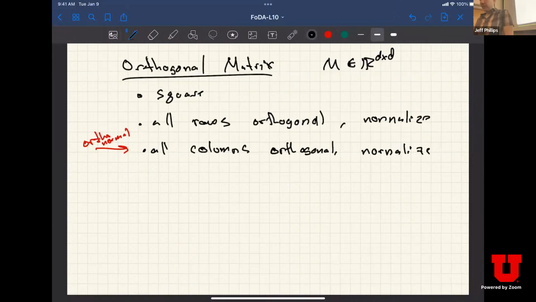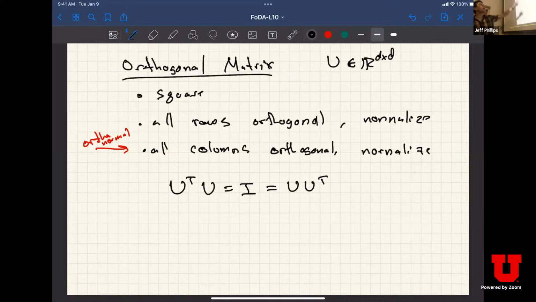And so the nice property I'm going to get now, I'm going to write this as a U here, is that this matrix will have the property that U transpose U is going to be the identity, and also U U transpose is going to be equal to the identity. So if I do it in either direction, this holds, because the orthonormal property holds both for it and its transpose.